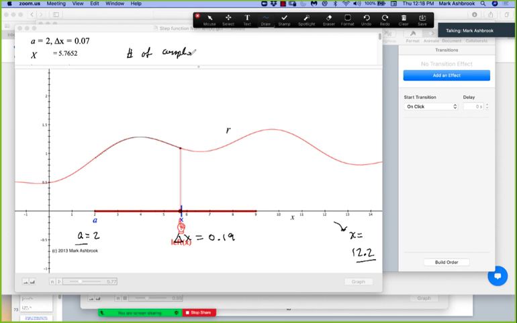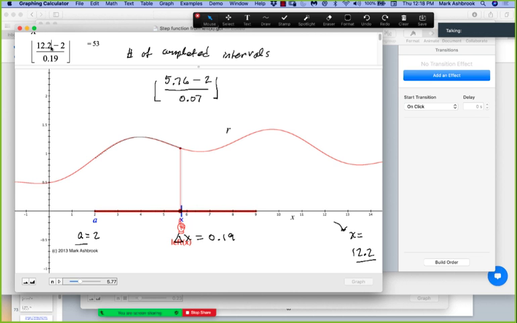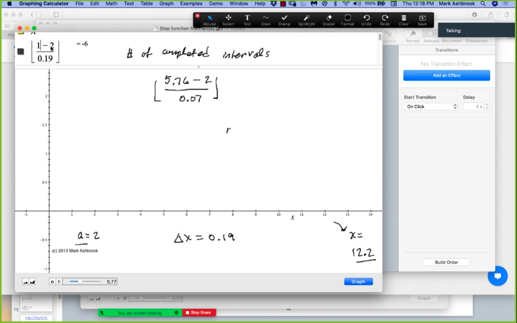So how about Elizabeth? Are you catching on to this? Yeah, so you would just have to find the difference in how much dx you have. So that would be 5.76 minus 2. And then you would divide that by your delta x, which is 0.07, and then put that in a floor function. Exactly. So let's do it. So 5.76, and then over 0.07.